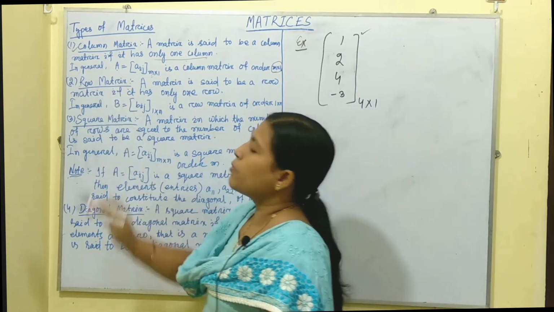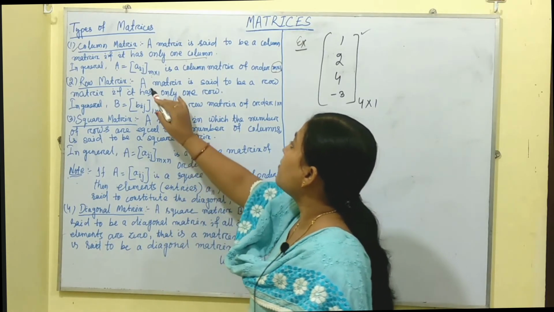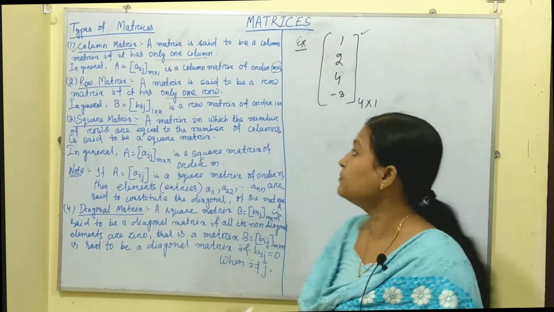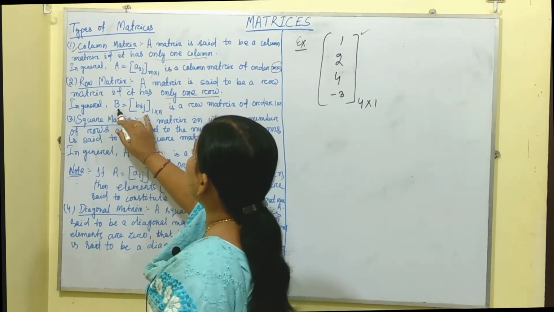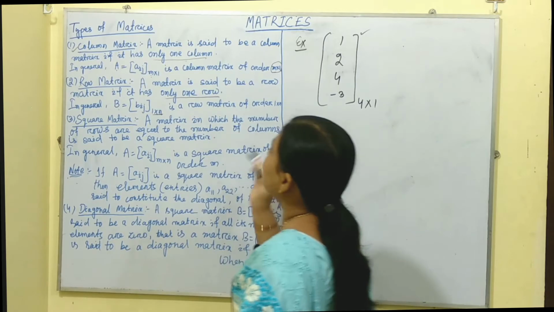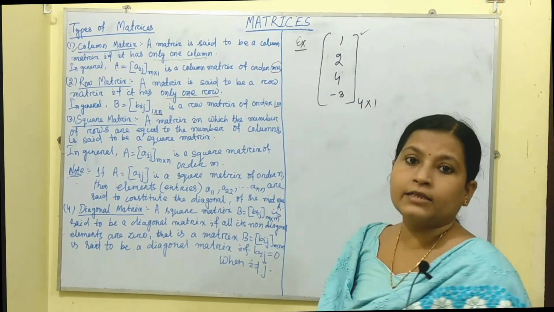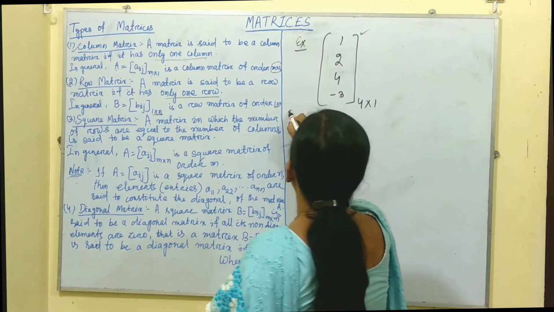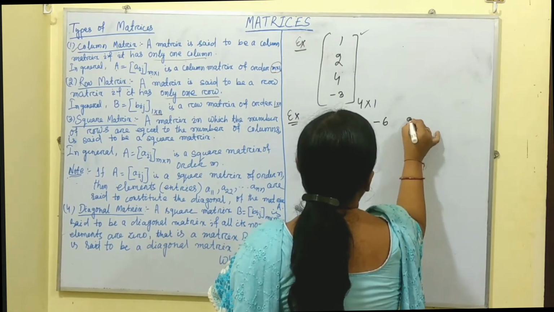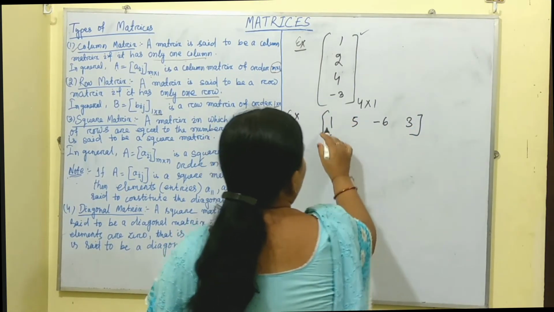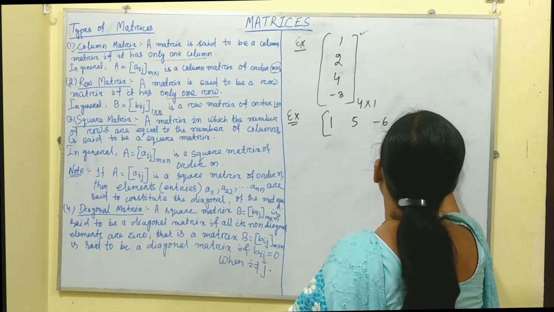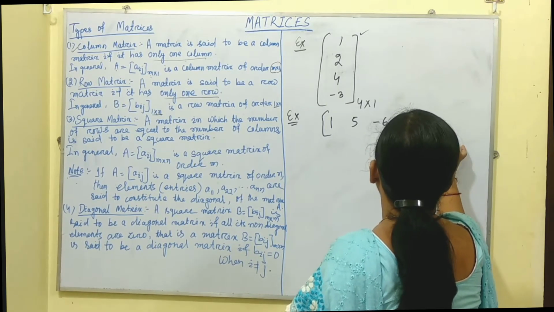So next we'll read row matrix. What is a row matrix? A matrix is said to be a row matrix if it has only one row. In general form, B is the matrix name. B is equal to Bij of order 1 by n is a row matrix. So it has order 1 by n. So for example, 1, 5, minus 6, 3. So here number of rows is 1 and number of columns are 4. So the order of this matrix is 1 by 4.